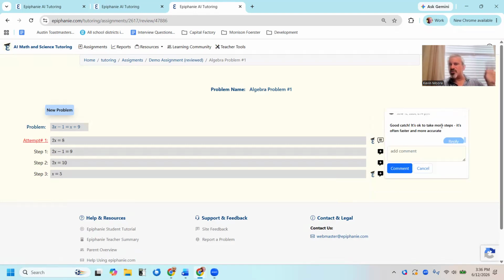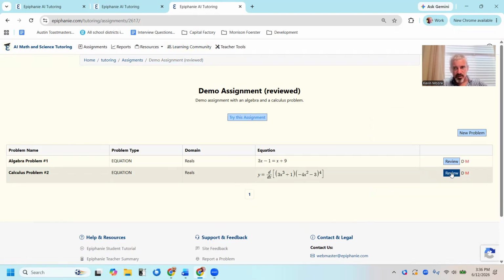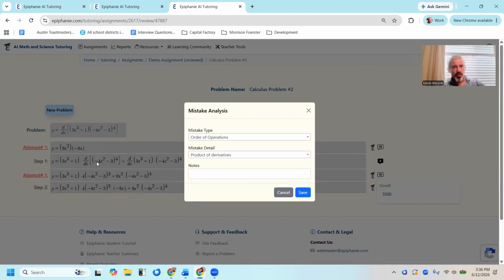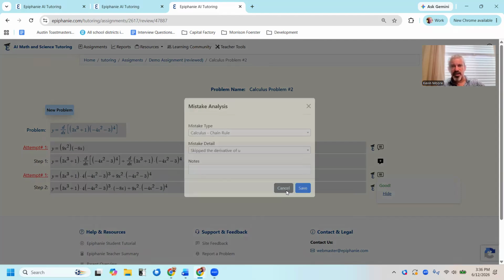I put in a comment, good catch. It's okay to take more steps. It's often faster and more accurate. Good. And I can come over here to the calculus problem. Let's go back to the assignment. And here we have each of these steps, and I can see the different types of problems. This was a product of derivatives instead of, that's not the right mistake type. Calculus chain rule, this is the right mistake type. And skip the derivative of u in that particular case.